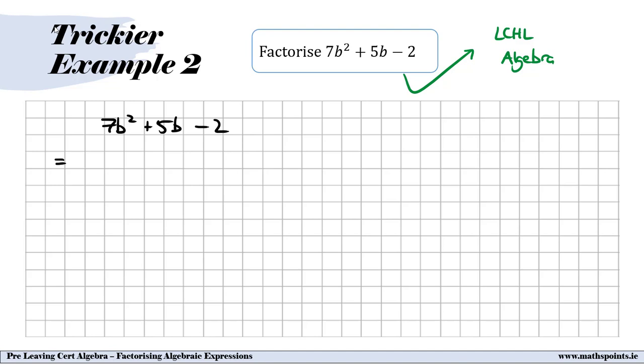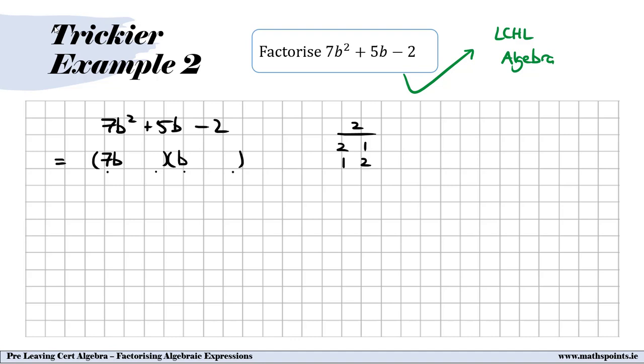So the factorization of this is a quadratic. The highest power of b in this question is 2. And so we'll write down two sets of brackets. The rule is that the first term in each bracket multiply to give 7b squared. This is quite an easy one because 7 is a prime number. The only numbers that multiply to give 7 are 7 and 1. And so we know that the first term in each bracket is 7b multiplied by b. The second term in each bracket multiply to give 2. So we know that it has to be 2 times 1, but it could also be the reverse of that. So it could be 1 times 2.